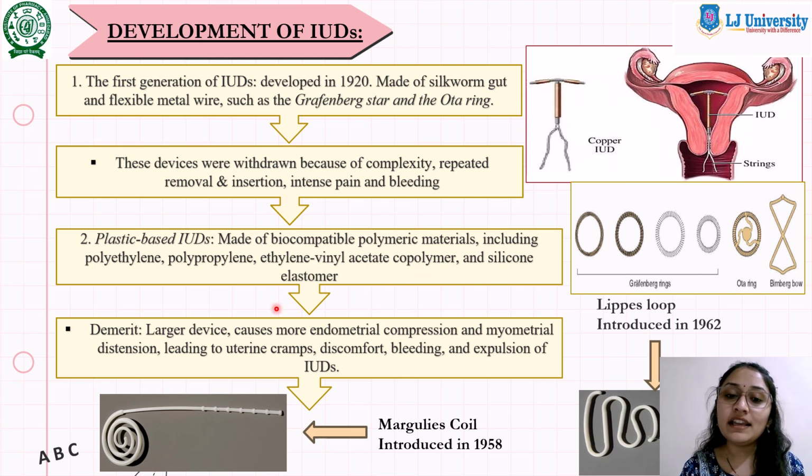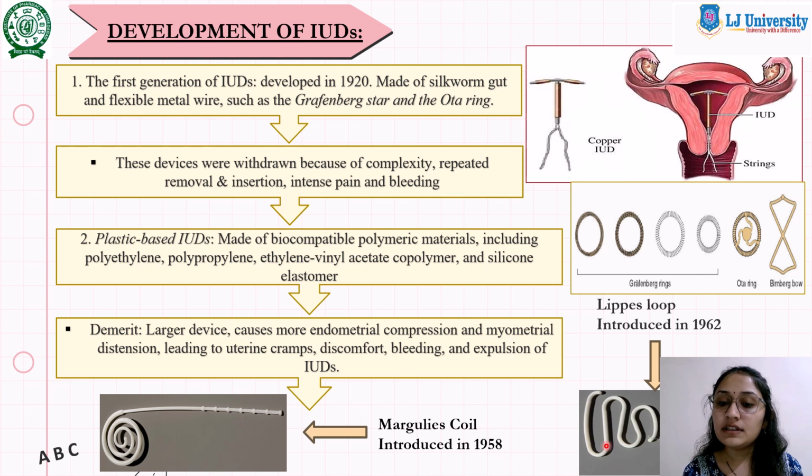But again, it came with disadvantages. So what were the demerits of second generation IUDs? They were a larger device. Larger device means, for example, the length of the uterus is 7.5 centimeters, so it can only accommodate an object smaller than 7.5 centimeters. This type of device was complex in nature and the structure was comparatively larger.